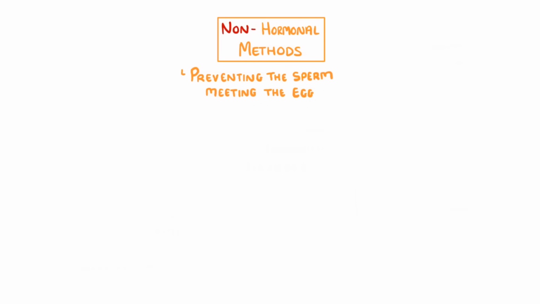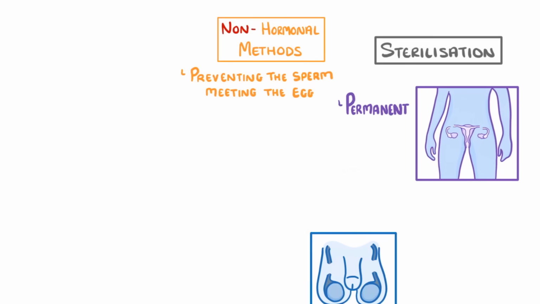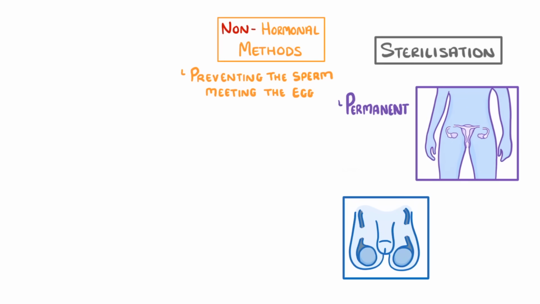Now, a more drastic method is sterilization. In women, this involves cutting or tying the fallopian tubes, which remember connect the ovaries to the uterus. And so if they're cut, the eggs won't be able to pass from the ovaries into the uterus anymore. This is pretty much permanent though, so it's generally only chosen once a woman has had all the kids that she wants. Men can also undergo sterilization by having their sperm ducts cut and tied.